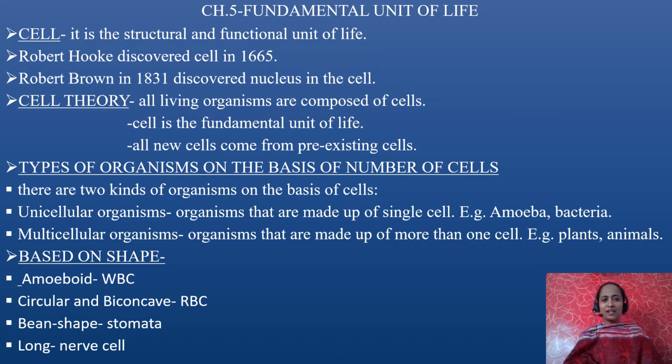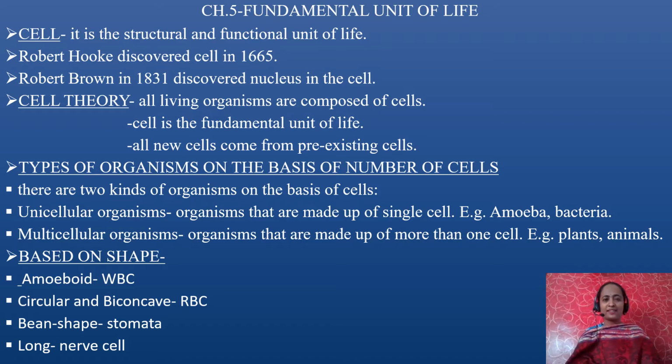All new cells come from pre-existing cells. New cells always arise from pre-existing cells or old cells through the process of cell division, either mitosis or meiosis. Mitosis and meiosis are the two types of cell division. Mitosis takes place in body cells. Meiosis takes place in reproductive cells. We'll discuss more about this in future concepts.